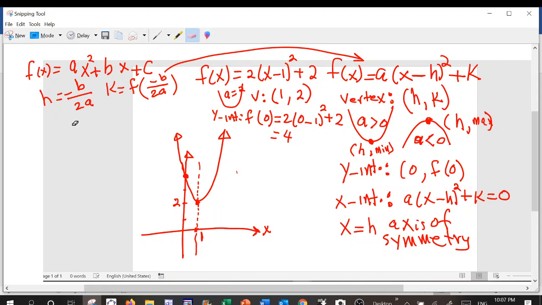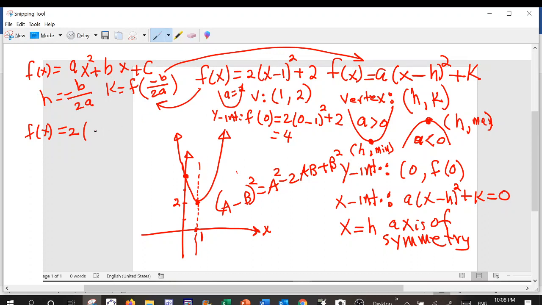Let's convert this form to this form, so we can see it's the same thing. If we want to convert this to this form, we have to do f of x equals 2 times, now we have to expand this. Remember, a minus b squared is a squared minus 2ab plus b squared. So let's do it that way.